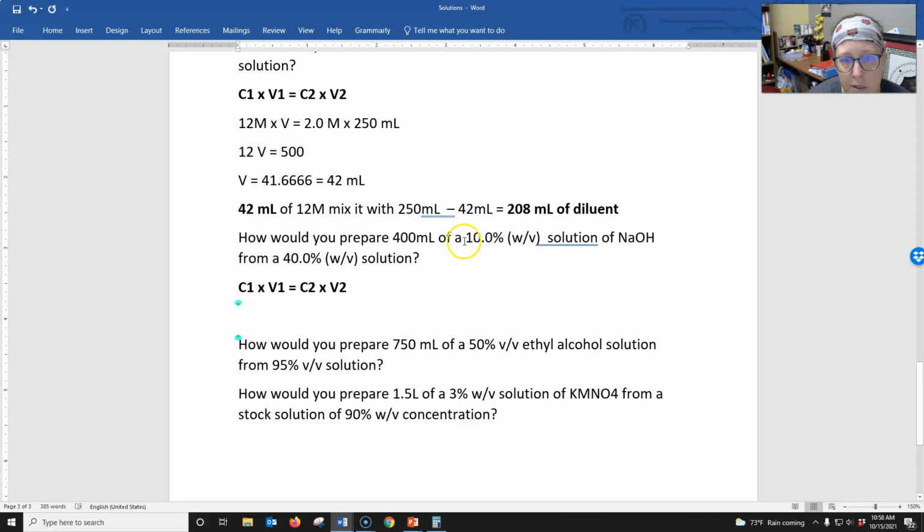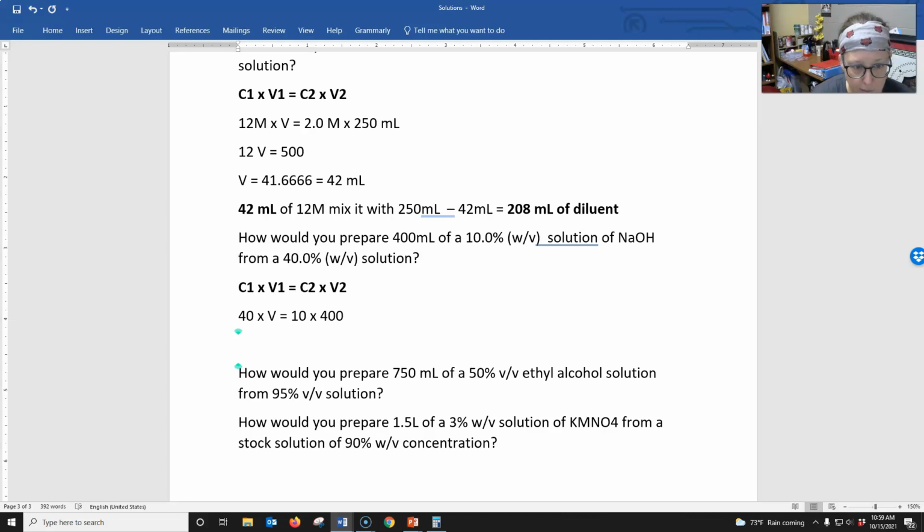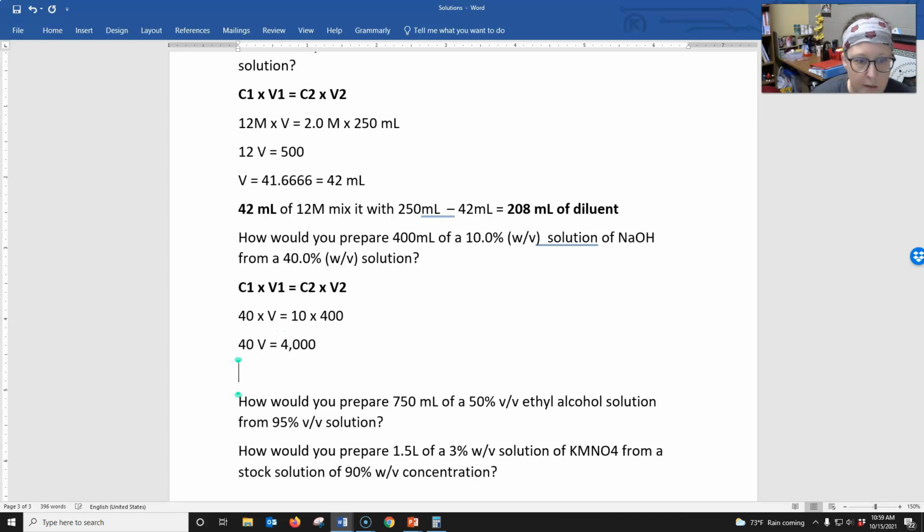So then same thing here, C1V1, C2V2. How do you prepare 400 mils of a 10% weight volume solution sodium hydroxide from a 40% weight volume solution? So our stock concentration is 40 times the volume equals, what do we want to end up with? 10% times 400, that's V2, and so 40V equals 4,000. V is going to be 4,000 divided by 40, and so that should be pretty easy.